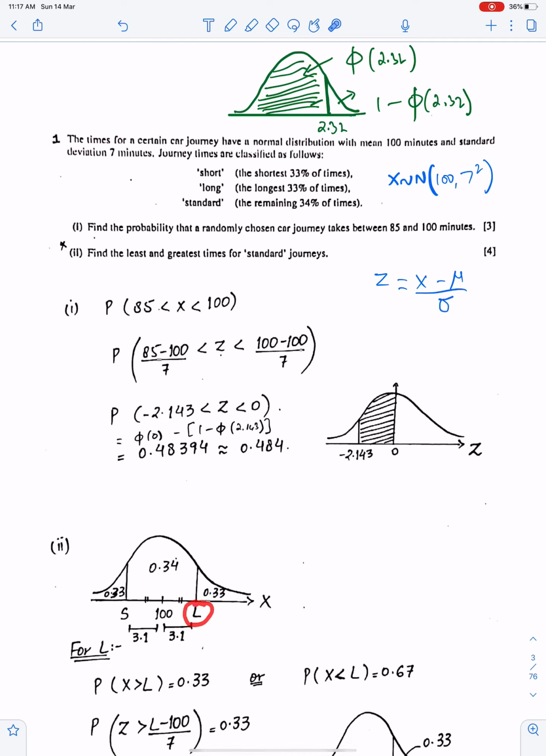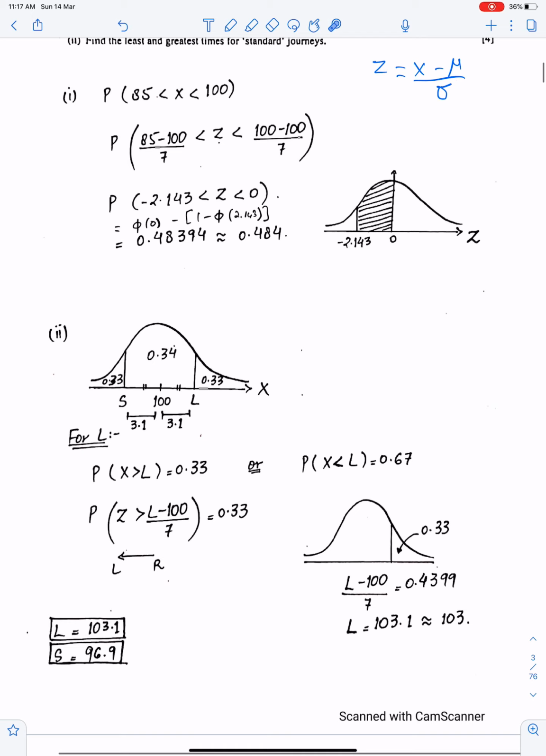Get L. See, if the L is, let's suppose L is 104, then this difference must be 4. So if you will subtract 4 from 100, you will automatically get the value of S. You don't need to calculate S directly. You can get this indirectly with the help of L, because according to symmetry, these two differences are same. So whatever this difference is, the same difference must be here. So just work for L.